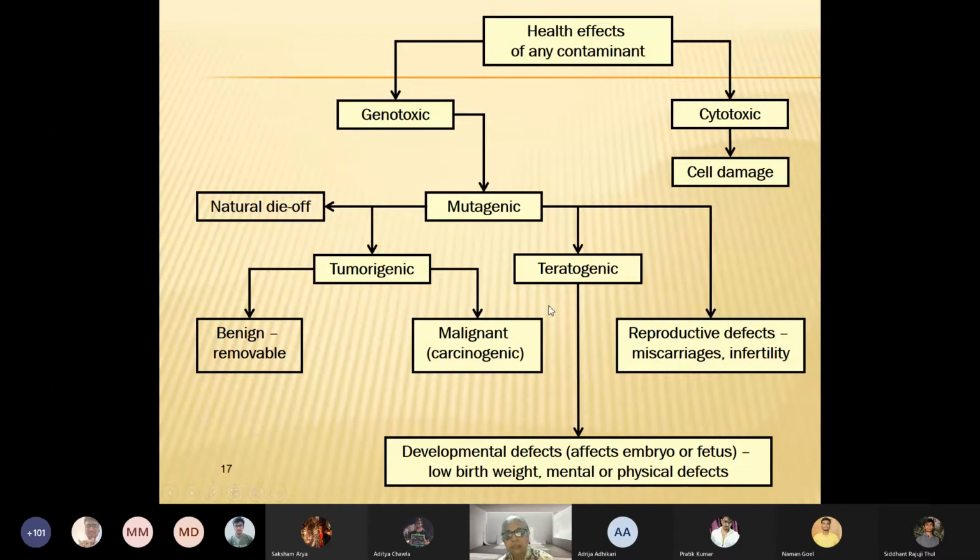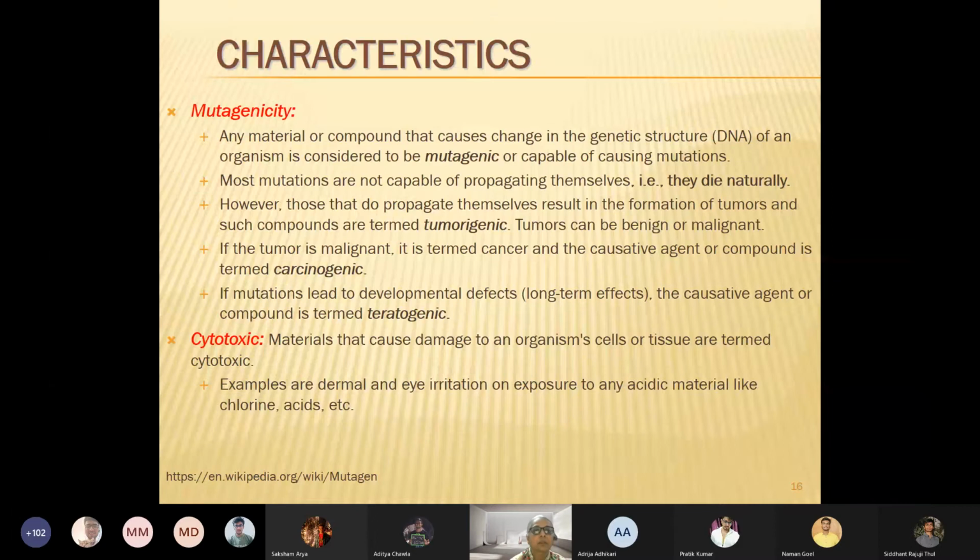Teratogenic effects is the last category, and that is any compound that affects the embryo or the fetus while it's developing, leading to low birth weight, mental or physical defects in the child. That is all teratogenic effects. So that in a nutshell is all of it.